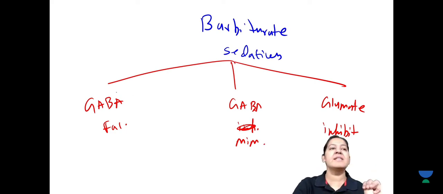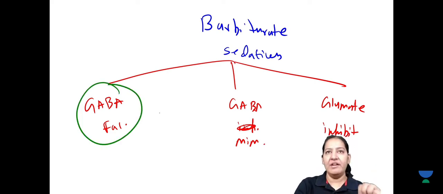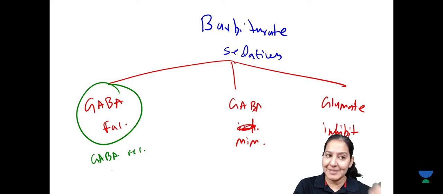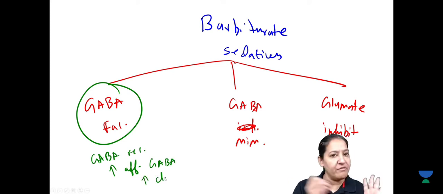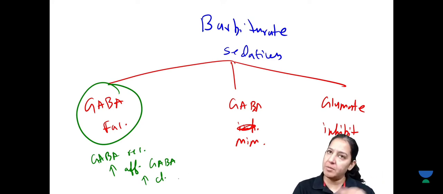Who will summarize? GABA facilitatory action, in which barbiturate goes to the GABA receptor. After going to the GABA receptor, it helps GABA. It increases the affinity of the natural GABA for the same receptor, so that it opens the chloride channel for more time. Instead of 1 millisecond, it is opening for 10 milliseconds. So more chloride, more hyperpolarization, more inhibition, more sleep.